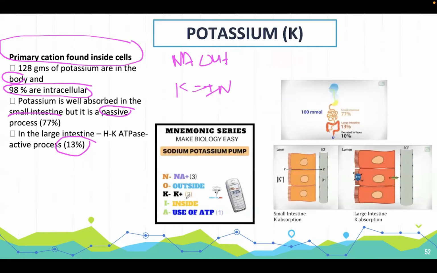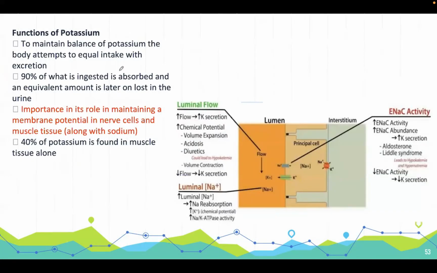Sodium outside, potassium inside, and then para po mangyari yon, we will be using ATP. Nokia, sodium out, potassium in and with the use of your ATP. Okay? So for the functions of your potassium, to maintain balance of potassium, the body attempts to equal intake with your excretion. 90% of what is ingested is absorbed and equivalent amount is later on lost in the urine.